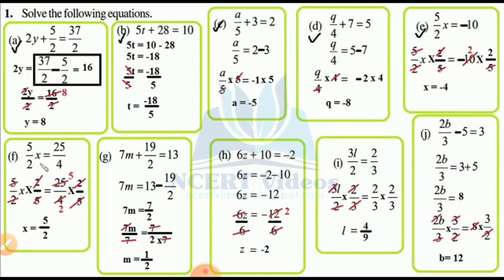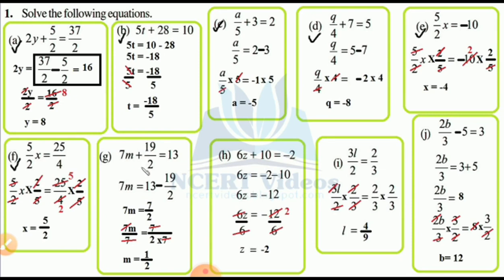Look at F. (5/2)x = 25/4. I want to remove only the coefficient. We can remove 5/2 by multiplying by the reciprocal of 5/2, and the reciprocal of 5/2 is 2/5. So on both sides we can multiply and simplify it. At last we get x equal to 5/2.